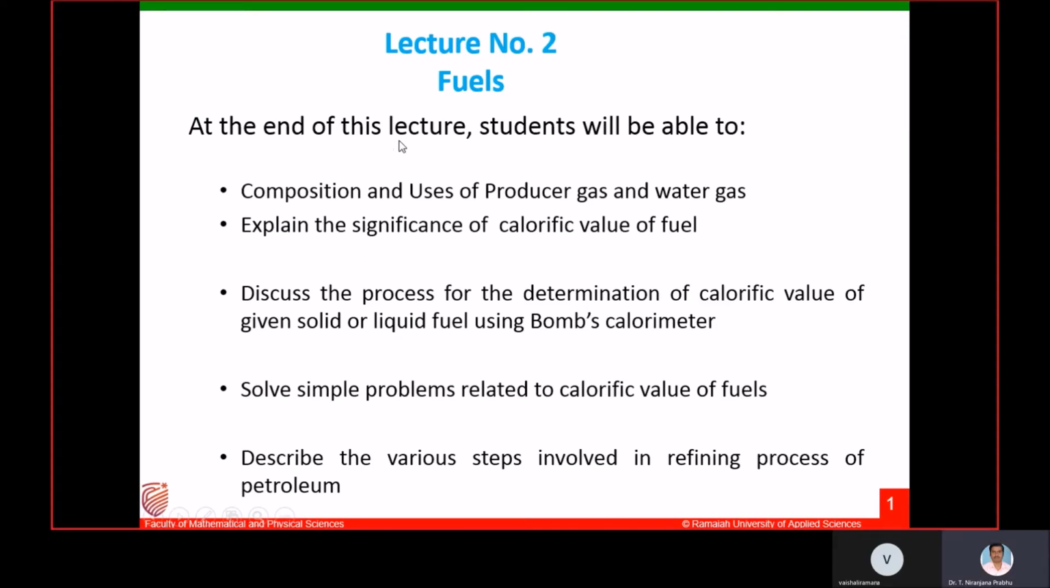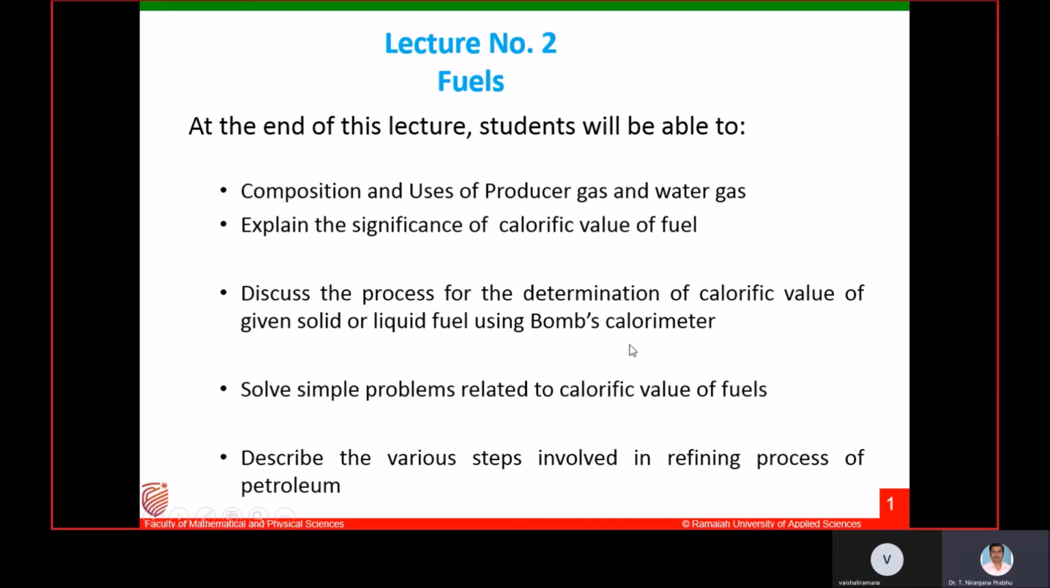Okay, so today's lecture will discuss the composition and uses of producer gas and water gas. Then we will be discussing the significance of calorific value of a fuel, where we'll define two types: gross calorific value and net calorific value, and the determination of calorific value of either a solid fuel or a liquid fuel using Bomb calorimeter.